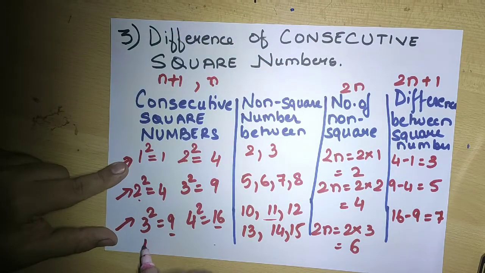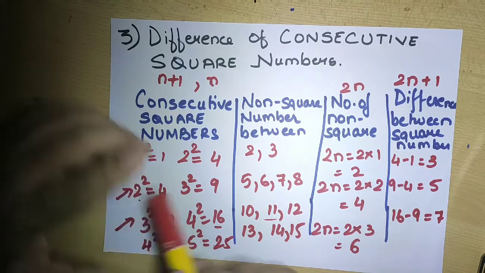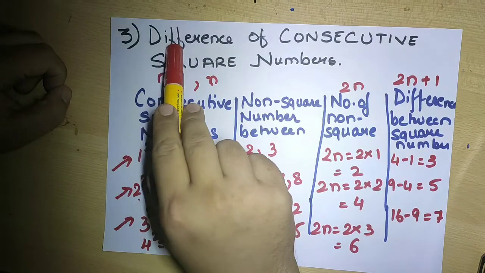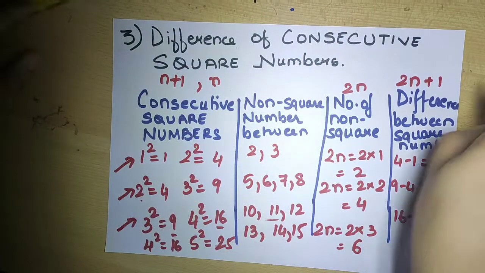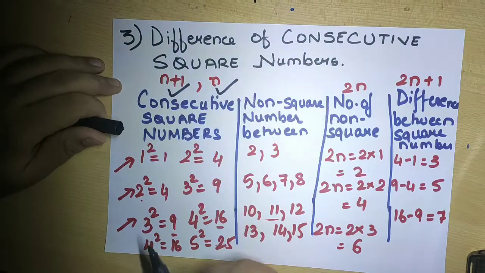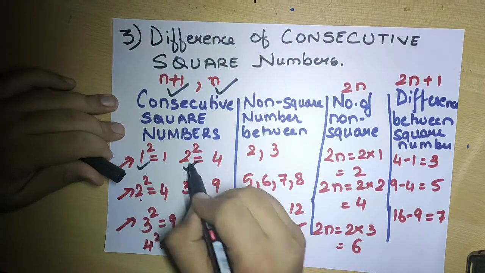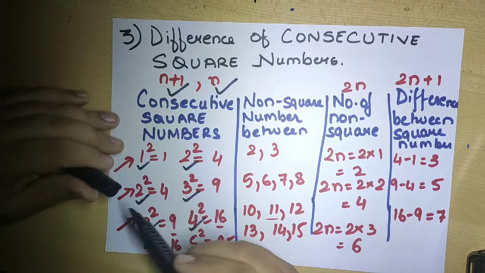You can calculate that 4 square is equal to 16 and 5 square is equal to 25 and so on. So we can understand this whole thing, the difference of consecutive square numbers. Let the first number be n and the second number be n plus 1.